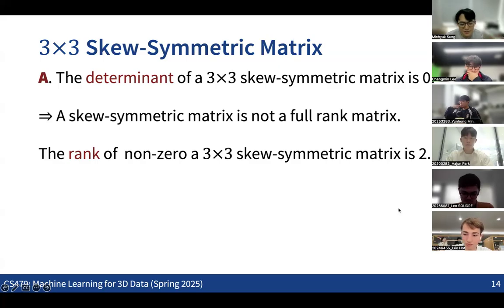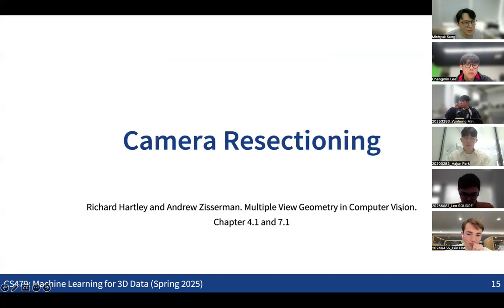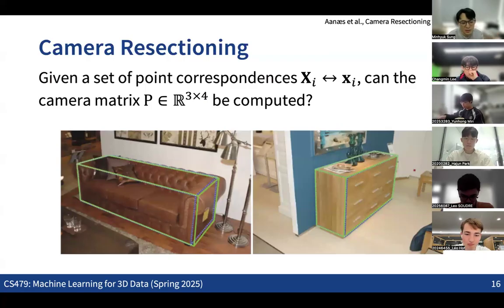So please keep this in mind because we are going to get back to this later. Also, what we discussed last time is about camera resectioning. So now we can see how we can define the camera matrix. Then the question is how we can calculate the camera matrix from some given information.